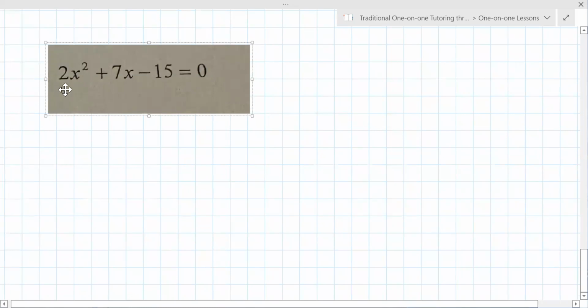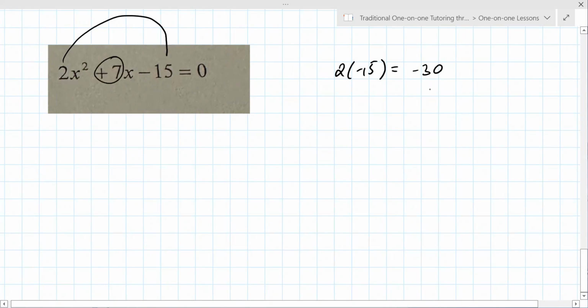A is not equal to 1. Right. So you have to split the 7. Exactly. And you figure out how to do that by taking the 2 and the minus 15 and multiplying them. Negative 30x squared. So what multiplies to negative 30 and adds to 7? Positive 7, yeah.